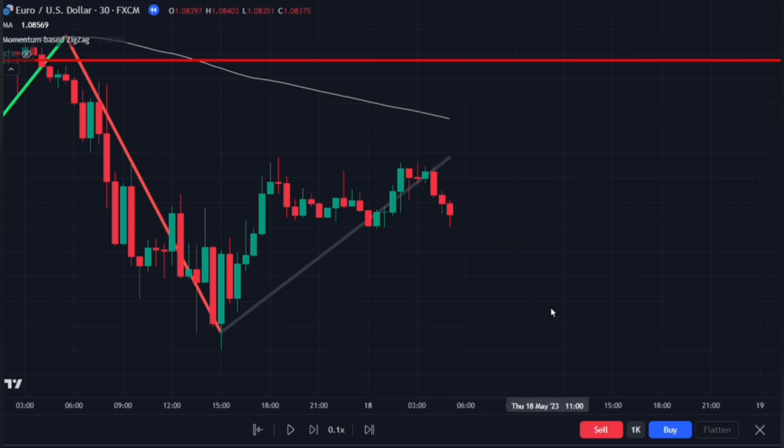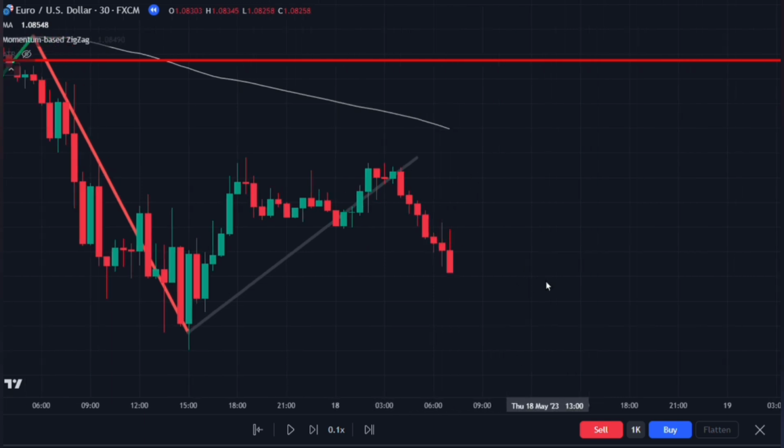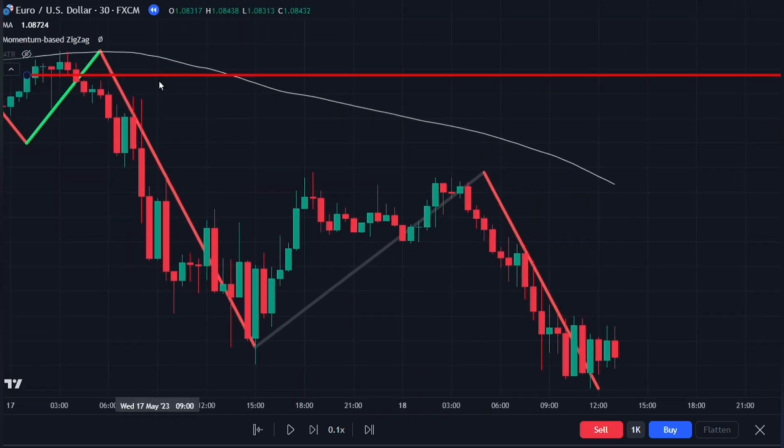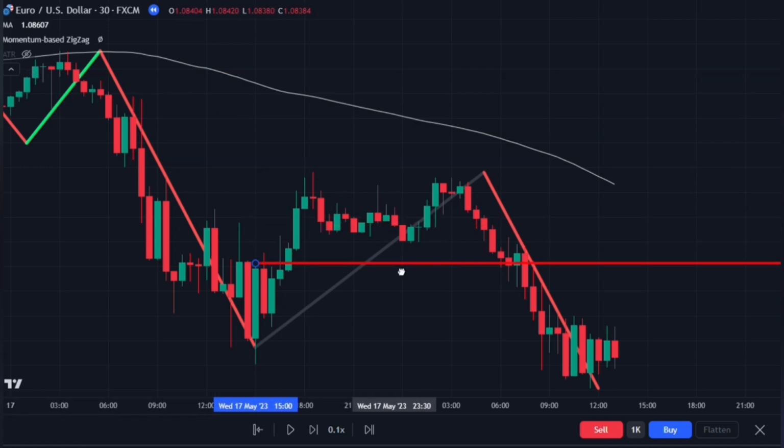Henceforth, we remain poised, patiently awaiting the completion of said downward slope before making any adjustments to our stop loss level. Once more, behold the completion of this downward slope, prompting our decisive action. We now position our stop loss level at this precise point.